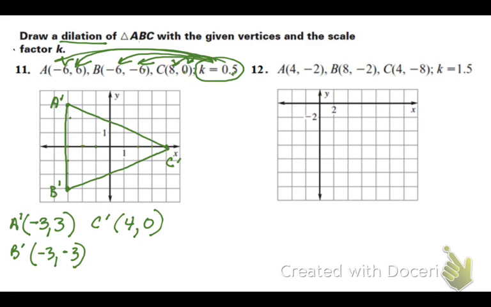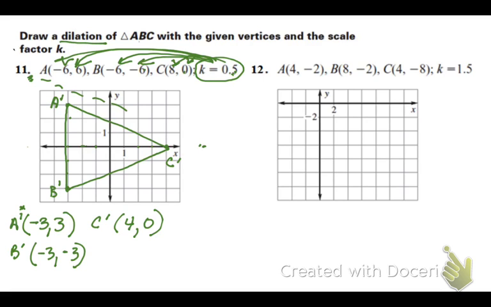You can just take a quick look at these, and you notice that A is negative 6, positive 6. So 1, 2, 3, 4, 5. It's not even on the board here. And then it's up 6, so it's way out here. B is way down here someplace. And C is 8, 0, so it's here.